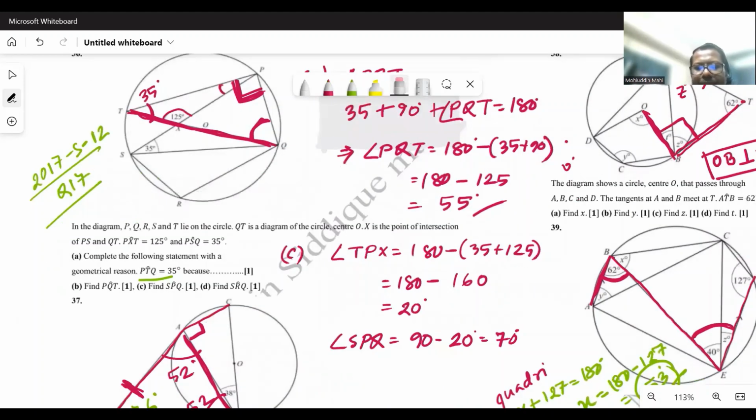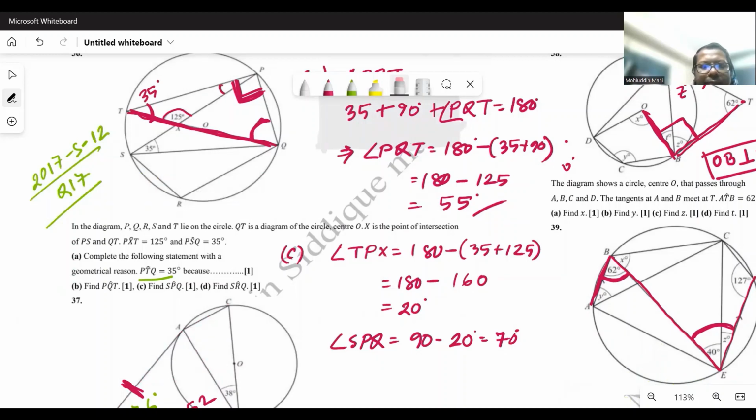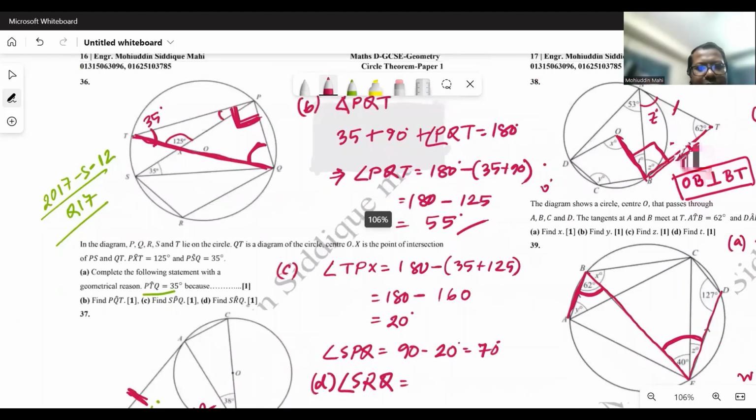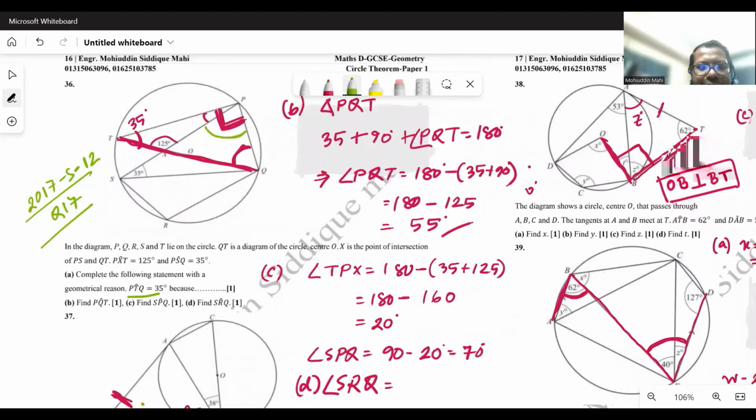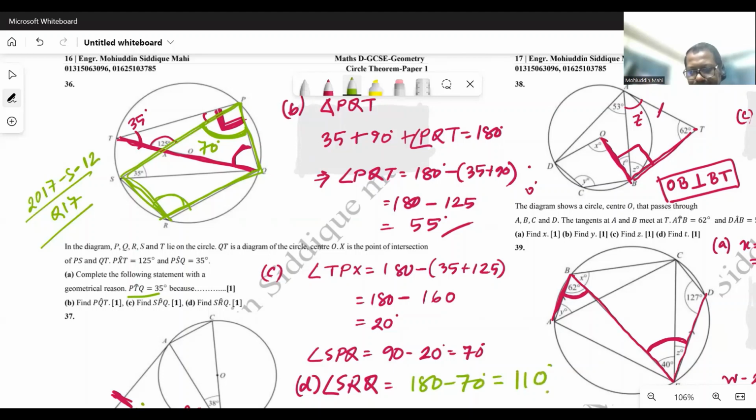Okay, fine. Next question, D, SRQ. Now, if you want to find SRQ, look here. This was 70 degrees. This is a cyclic quadrilateral. This is 70 degrees, so SRQ is going to be 180 minus 70, which is 110 degrees. Okay, fine. So we are done here.